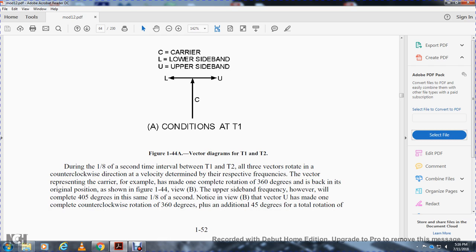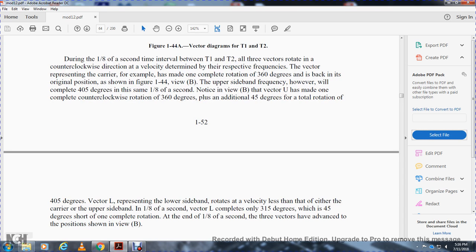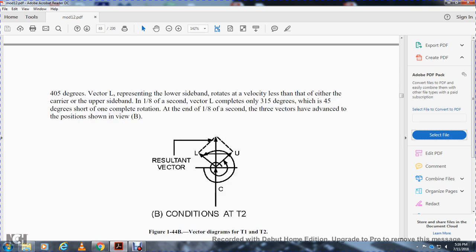The upper sideband frequency, however, will complete 405 degrees in the same 1/8 of a second. Notice in view B that vector U has made one complete counterclockwise rotation of 360 degrees plus 45 degrees, for a total rotation of 405 degrees. Vector L represents the lower sideband, rotating with velocity less than either the carrier or the upper sideband. In 1/8 of a second, vector L completes only 315 degrees, which is 45 degrees short of one complete rotation. At the end of the 1/8 of a second, the three vectors advance to the positions shown in view B.